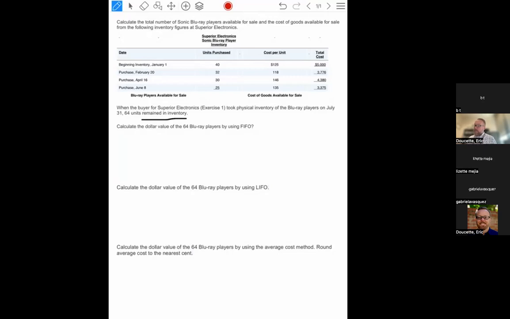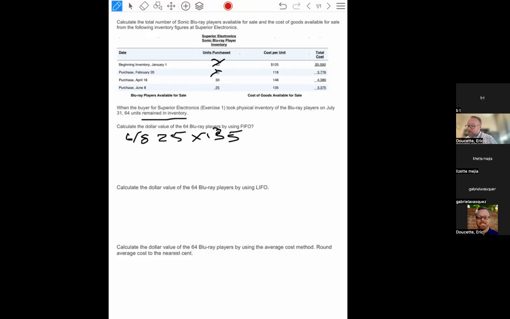So if that's the case, the ones January 1st are gone. The ones on February are probably also gone. We'll come back to that. But that means the most recent ones I put in are what remains. So we know that on June 8th, there was 25 units put in. Those were $135. Sorry for my bad math with my finger. And so that's 35. There was 64 remaining, right?